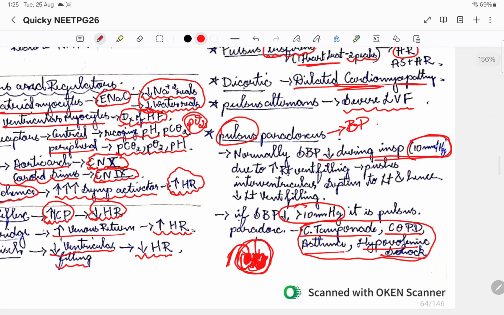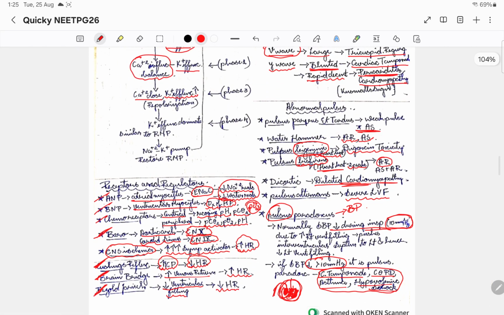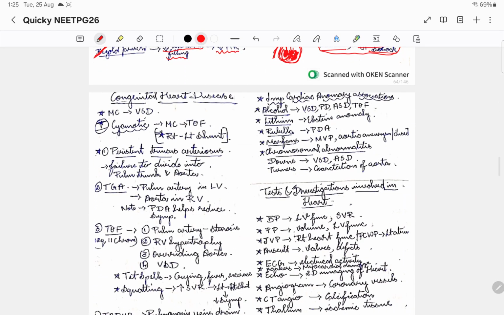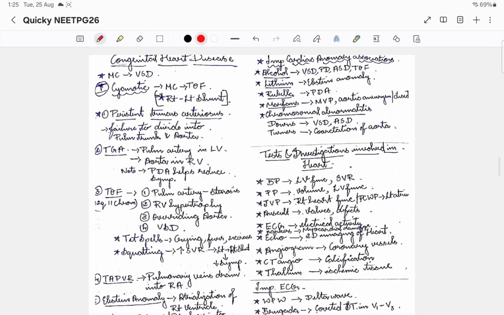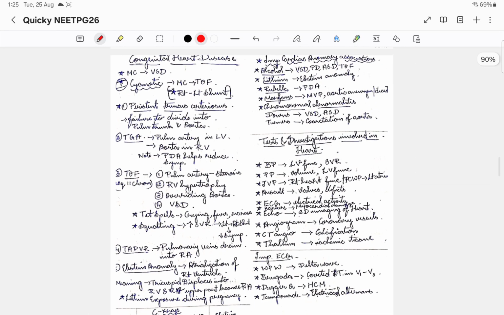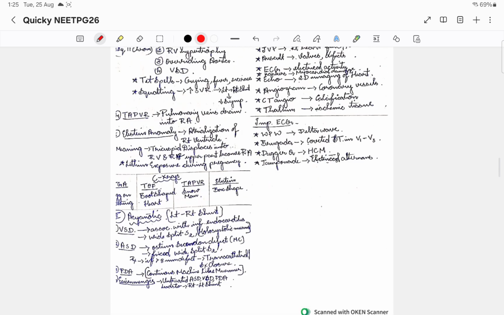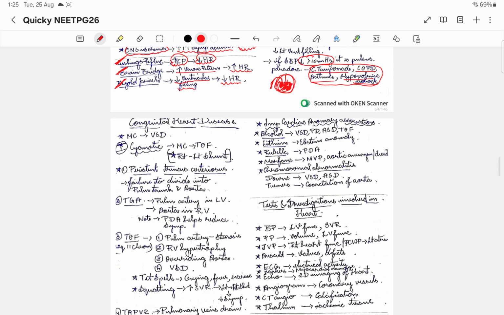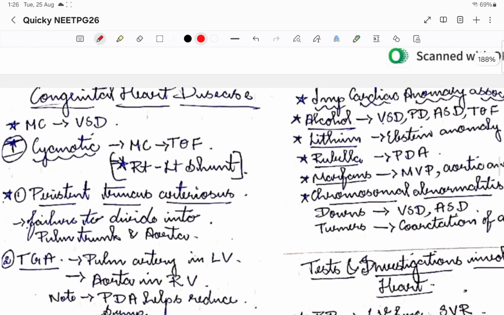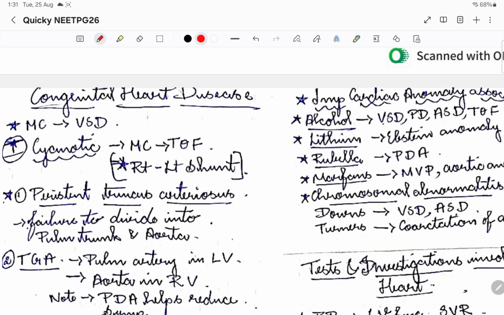Okay, so this is what pulsus paradoxus means. Now we'll move on to the specific abnormalities with respect to the heart. All the pathologies we will move on to, starting with congenital heart diseases. The most common congenital heart disease is VSD, the ventricular septal defect.